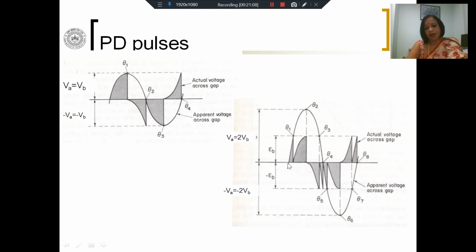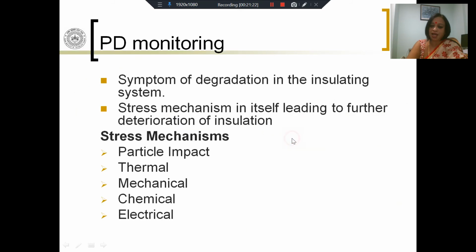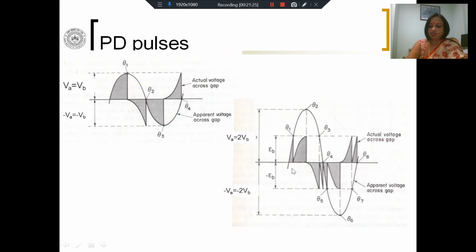As you follow the supply voltage, the voltage across the gap begins to increase from 0 to VA. As soon as it reaches the value VB, breakdown of the void happens and the void discharges. Voltage across the void becomes 0. But the supply voltage is still rising. It is still to reach its peak. And therefore, the voltage that should have appeared across the void, if the discharge had not happened, would have gone from VB to twice VB.